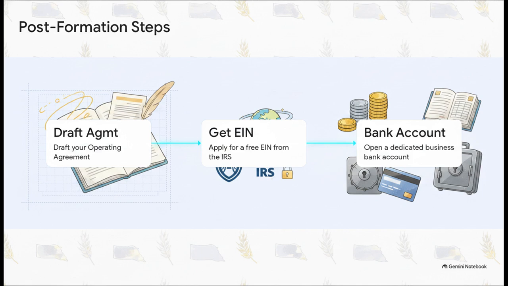It is 100% free and takes less than 10 minutes to grab directly from the IRS website. So please don't pay some third-party service a crazy premium to do this for you. And step 3. Take their approved articles of organization, your operating agreement, and your shiny new EIN, and march straight to the bank to open a dedicated business checking account.